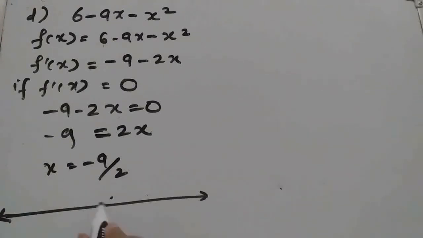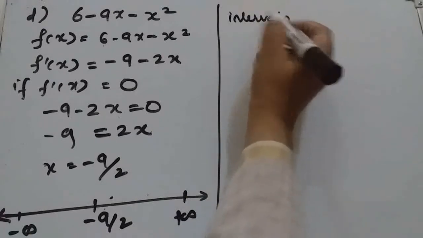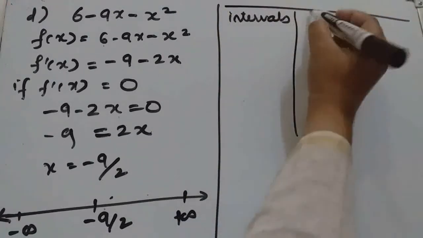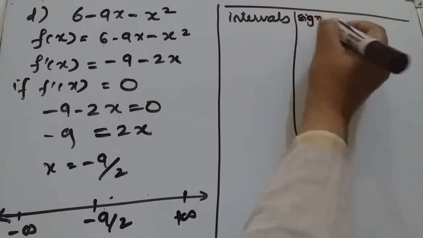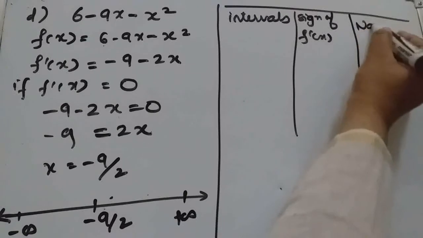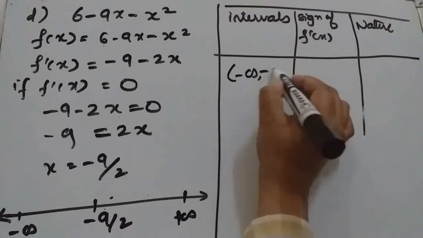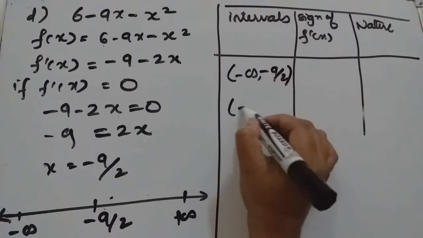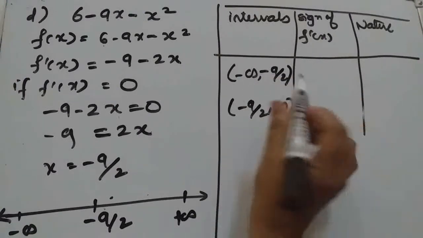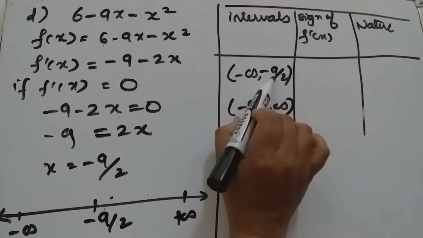So here minus 9 by 2, suppose, here plus infinity and here minus infinity. So two intervals we will get here. So intervals we will write here, then sign of f dash of x, and then nature. So two intervals means minus infinity to minus 9 by 2 and minus 9 by 2 to infinity. So minus infinity to minus 9 by 2, minus 9 by 2 means minus 4.5.